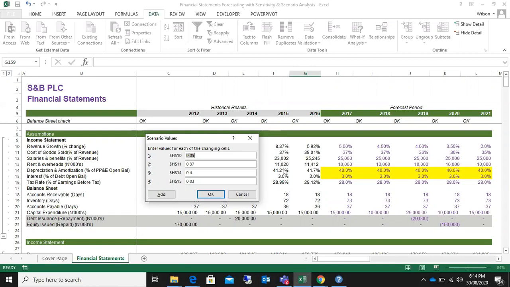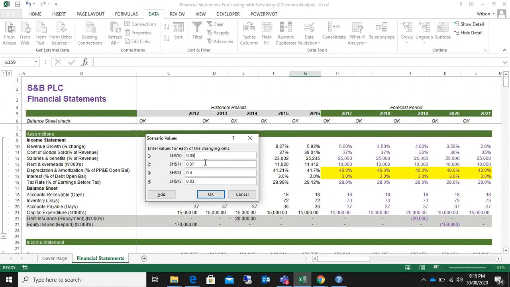Automatically, that is the base case. What we have here is the base case. Now, I want to define the optimistic case. So, the optimistic case will now be a situation like this. You will come here and you will say, this is no longer 5%. We don't want it to be 5%. Now, in the optimistic case for revenue growth, of course, it will increase.